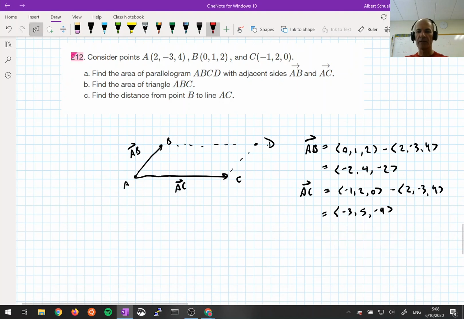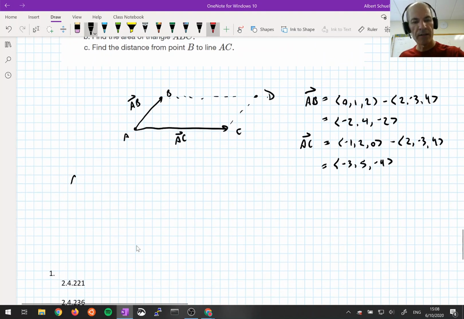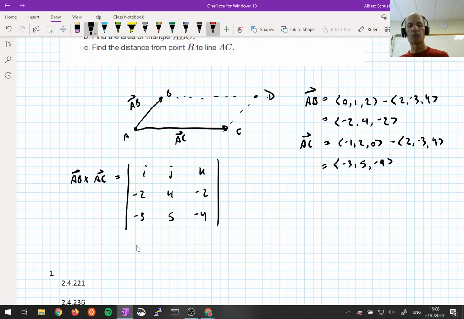These are the vectors that correspond to these two sides of the parallelogram, and we're going to use the fact that the magnitude of the cross product is the area of the parallelogram. So AB cross AC is, always use this determinant identity, i, j, k. We'll put the first vector, negative 2, 4, negative 2, and the second vector, negative 3, 5, negative 4. Since we're only interested in the magnitude of this vector, it doesn't matter which order you do this cross product, because the magnitude of one order is the same as the magnitude of the other order.